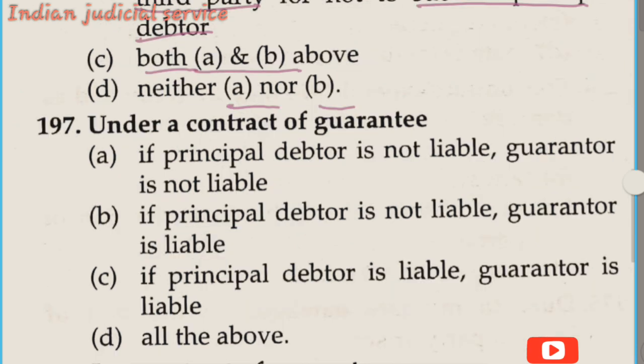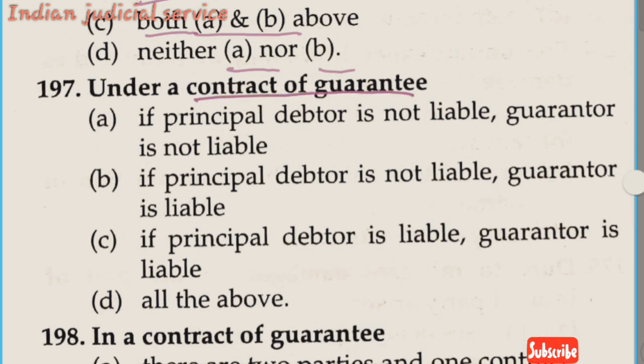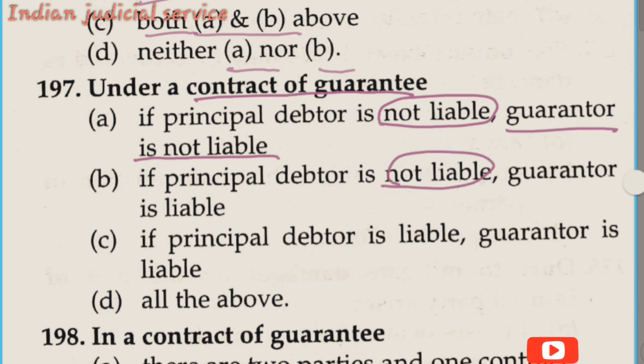Now question number 197. Under the contract of guarantee, option A, if the principal debtor is not liable, the guarantor is not liable. Option B, if the principal debtor is not liable, the guarantor is liable. Option C, if the principal debtor is liable, the guarantor is liable. And option D, all of the above. So according to this question, under the contract of guarantee, if the principal debtor is liable, the guarantor is liable. So the answer here is option C, because the principal debtor is liable, the guarantor is also liable.